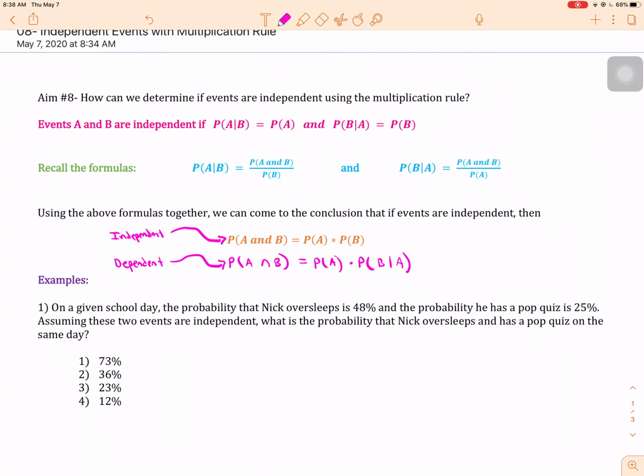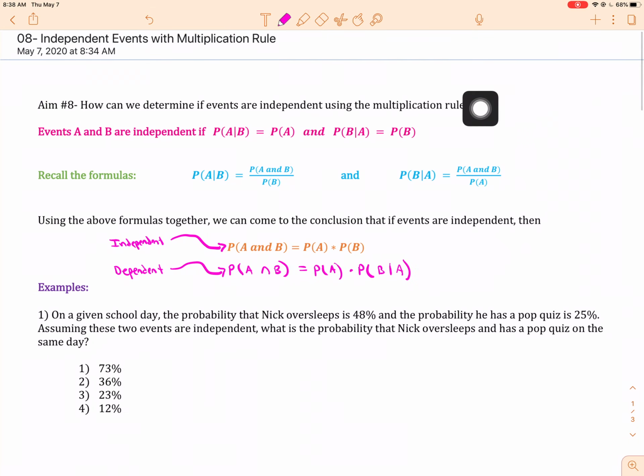Remember, if events A and B are independent, then the probability of A is the same as the probability of A given that B has happened. Because they are independent from one another, they do not change each other. So because B happened, it doesn't change A, and vice versa. Now also recall the formula for conditional probability. What is the probability of A given that B has happened? It's the probability of A and B over B.